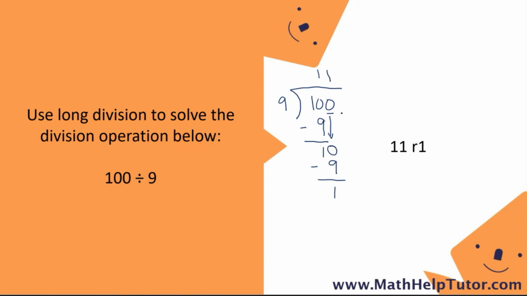Since there are no more digits left to bring down, this means this is the end of our long division process. So our answer is 11, but notice that there is a remainder since there's a number left after the subtraction process that we did, or since this is not 0 after the subtraction. So the answer is 11 with a remainder of 1, or this one.